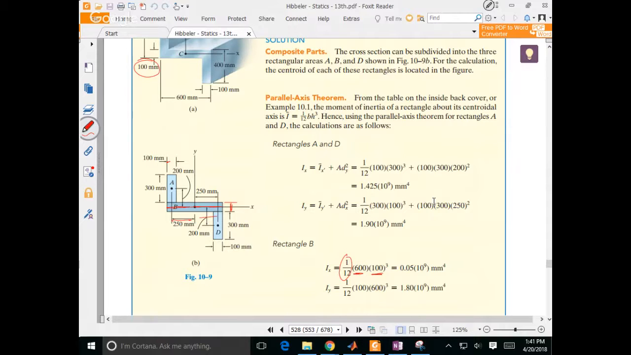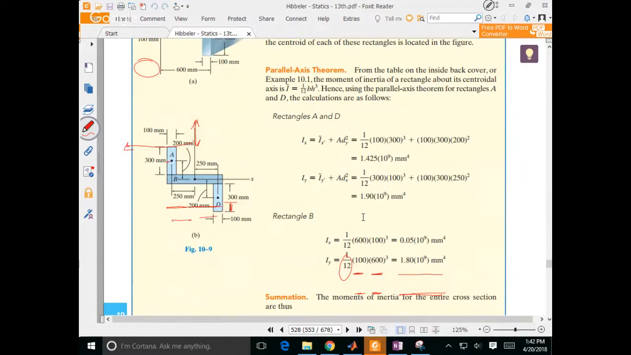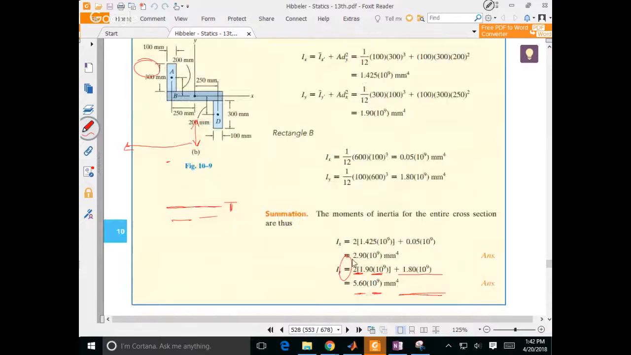Okay, and then what you do is you're looking for IY. You turn your head sideways, and this is vertical, and this is left and right. If you're turning your head perfectly sideways, the height and the base swap, and that's essentially all you get, is a smaller number and a larger number. Then what you do is you're adding them all together.